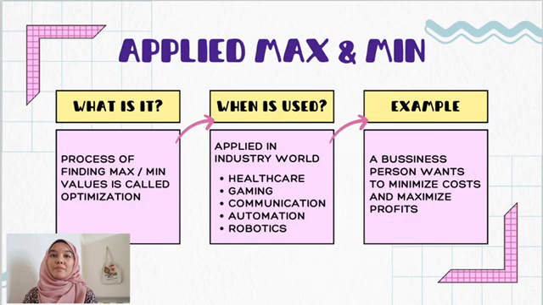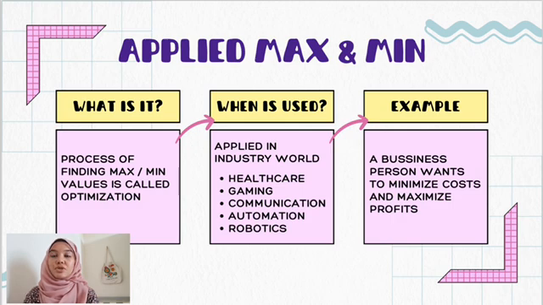Now we explain about applied maximum and minimum. It is also known as optimization and is used to find a maximum or minimum value. How and when is applied maximum or minimum used? Applied maximum or minimum is often used in the industry world, such as in healthcare, engineering, technology and robotics, and many more. For example, if a businessman wants to maximize his profit and minimize his cost, then he can use this method of optimization. Another example is in the engineering industry.